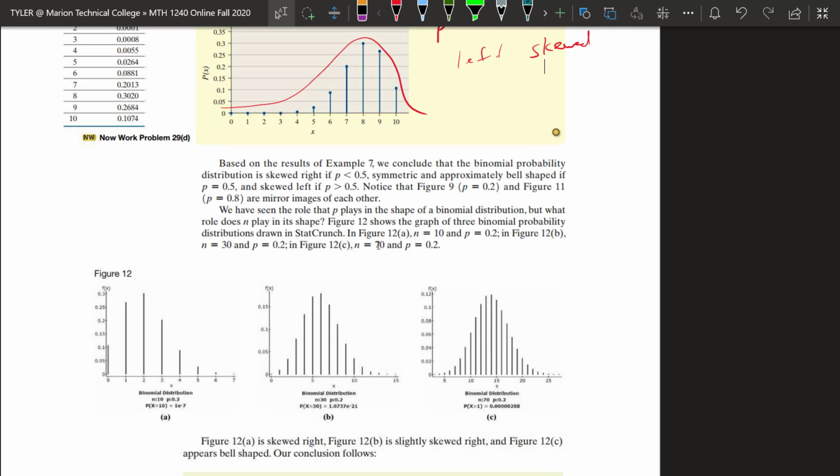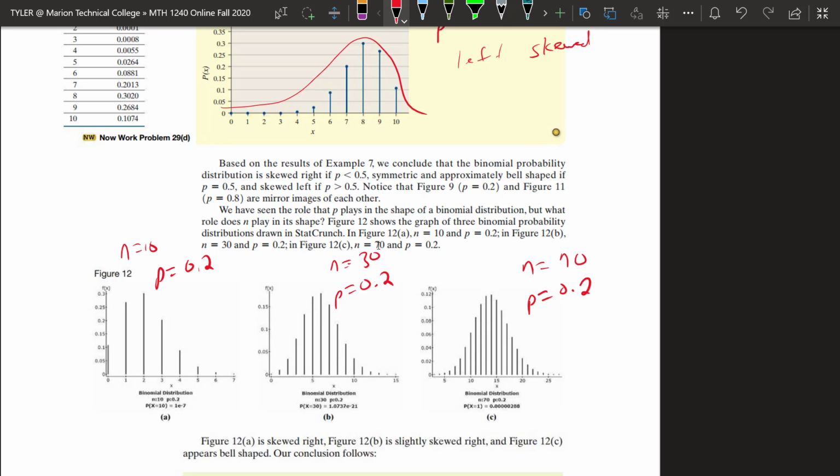In the first graph here, n equals 10 and p equals 0.2. In this next one, n equals 30, and p equals 0.2. And here, we have n equals 70, but p equals 0.2. In other words, we left p the same, 0.2 all the way across, and we have various n values.